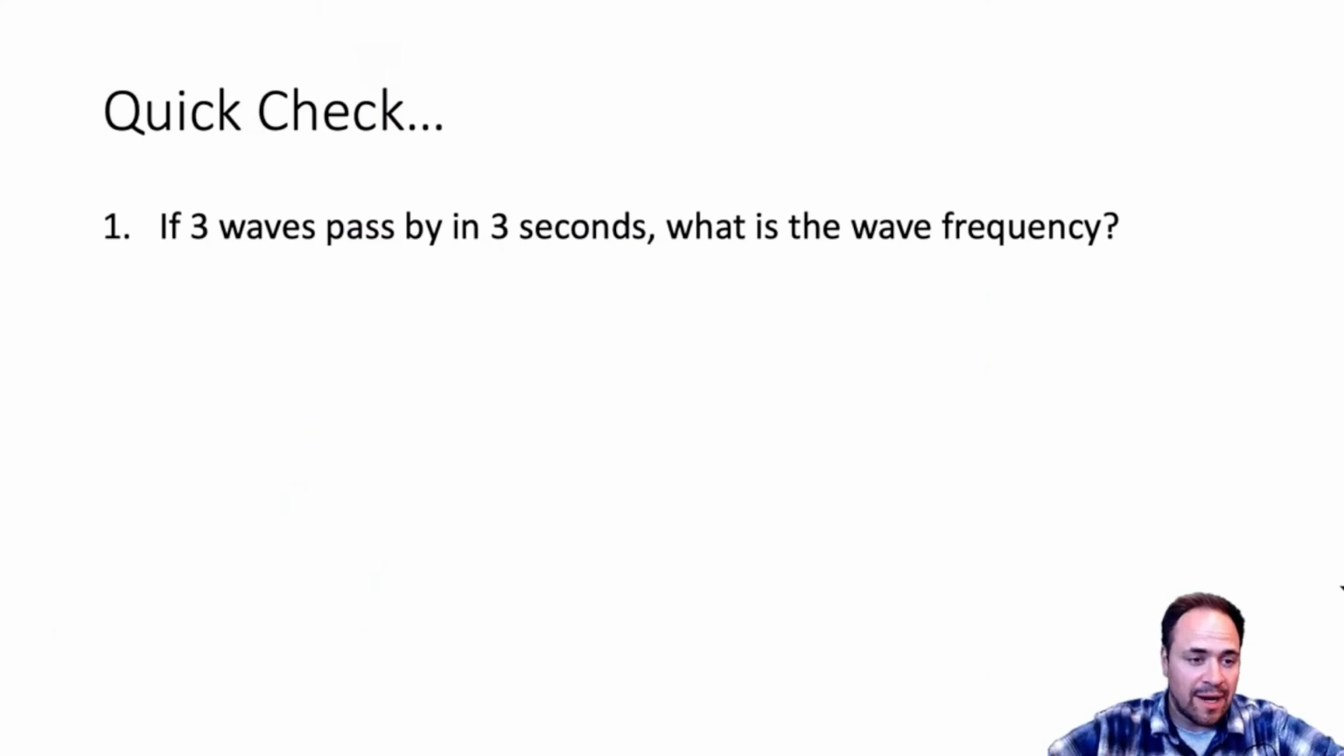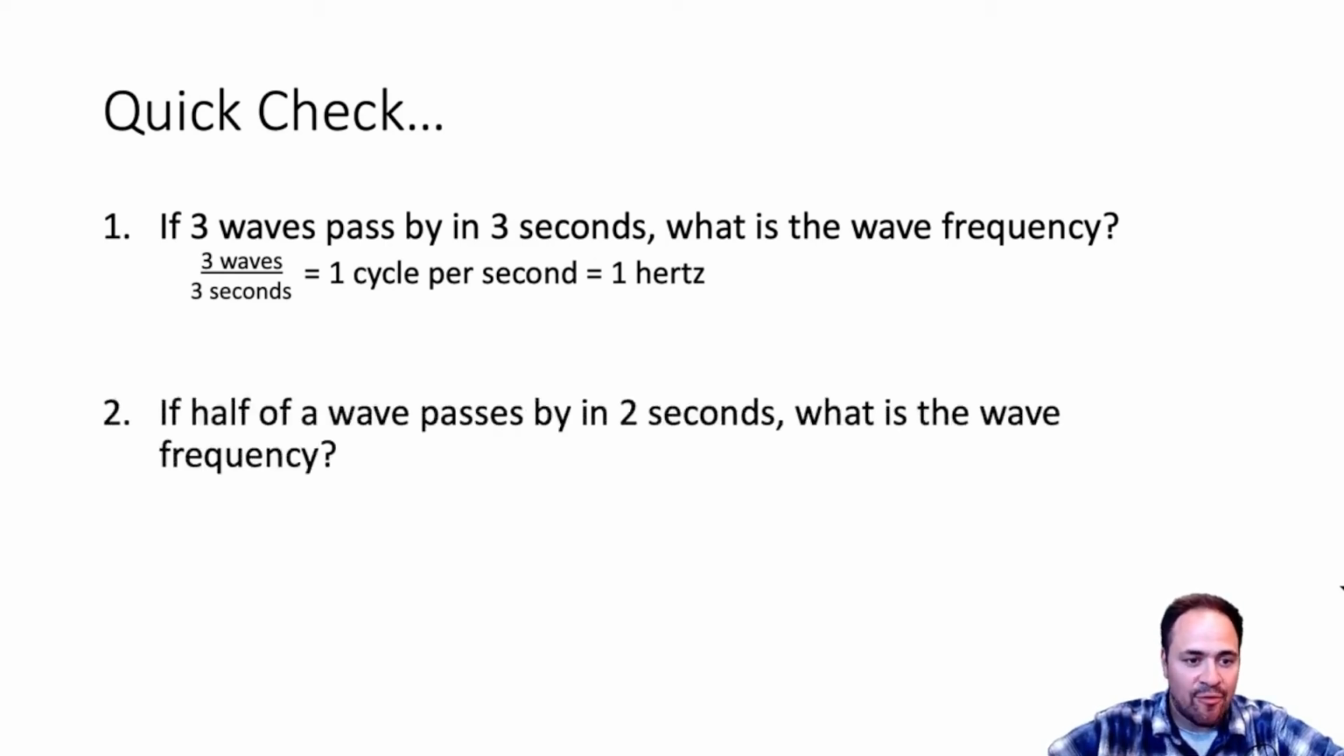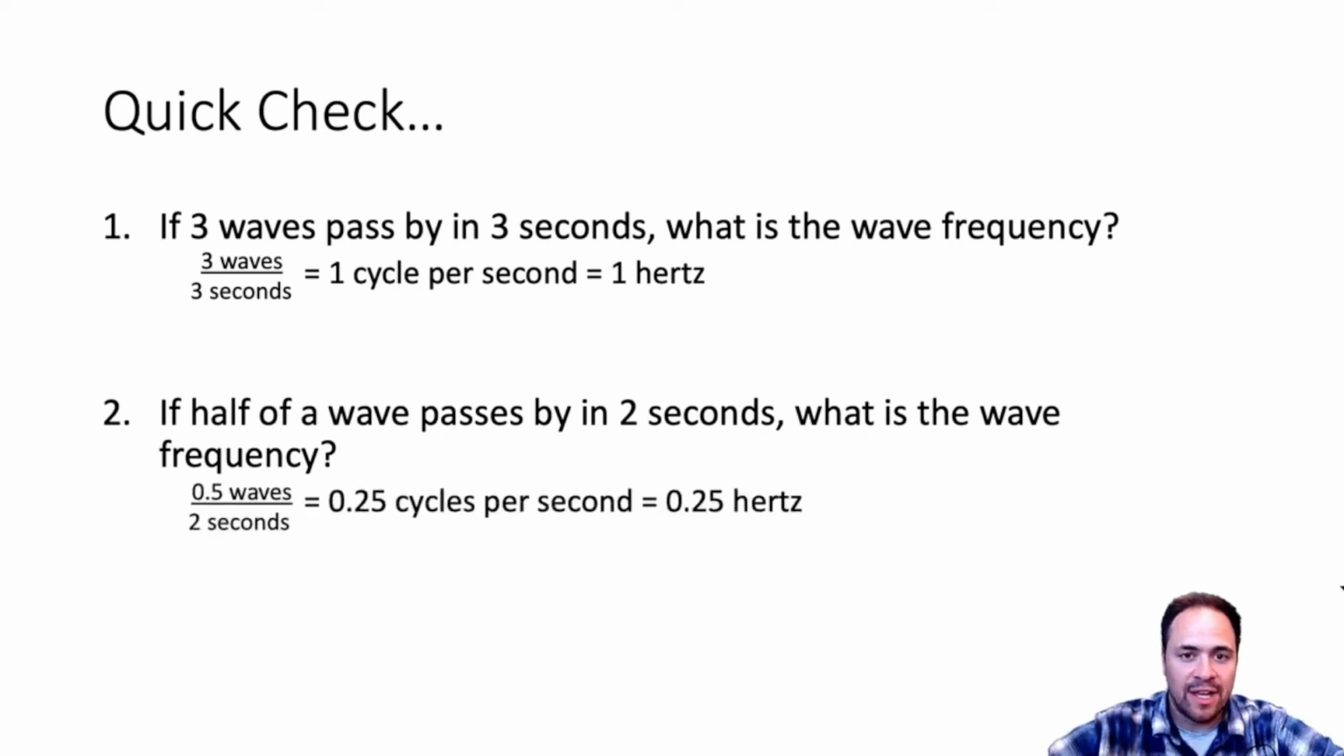So we'll do a couple practice problems. If 3 waves pass by in 3 seconds, what's the wave frequency? And so we take 3 waves divided by 3 seconds, and that gives us 1 cycle every second, or 1 cycle per second, which is 1 hertz. If half of a wave passes by in 2 seconds, what is the wave frequency? So same process, 1/2 of a wave divided by 2 seconds of time gives us 0.25 or 1/4 cycles per second or 0.25 hertz.